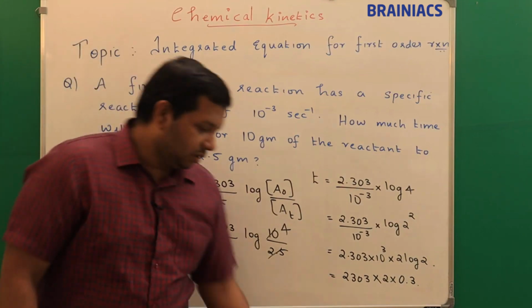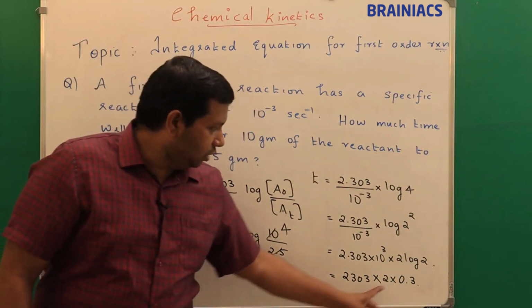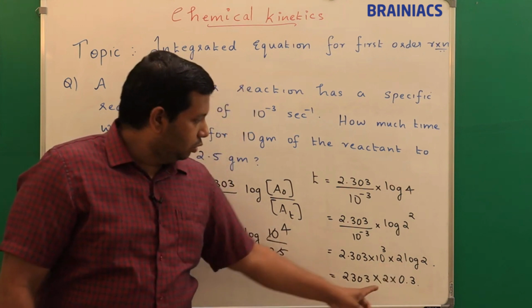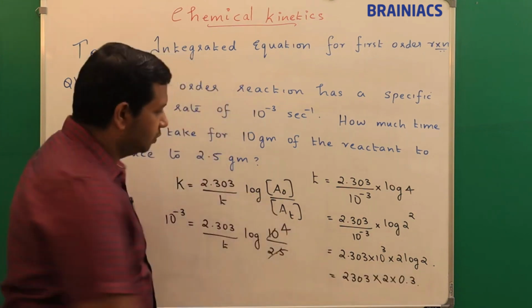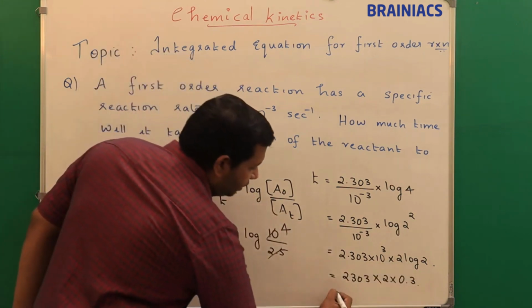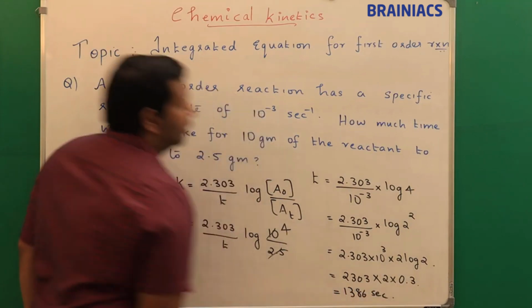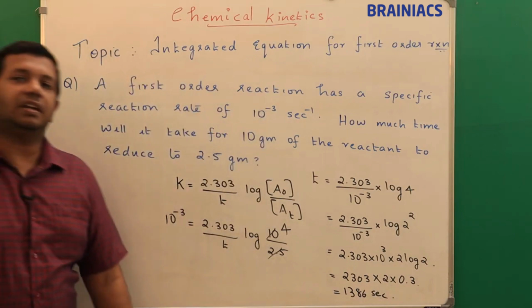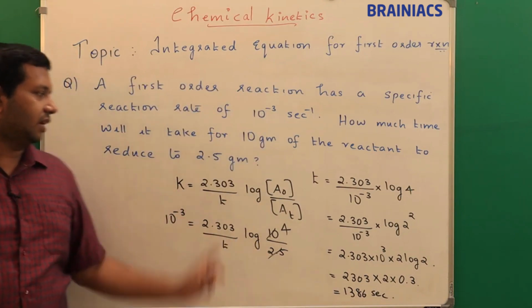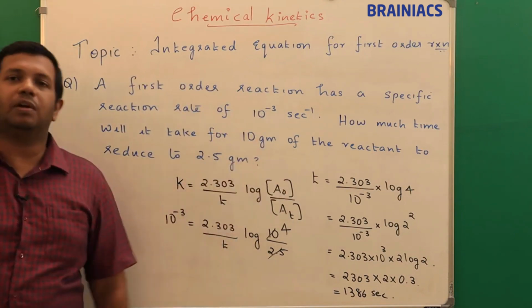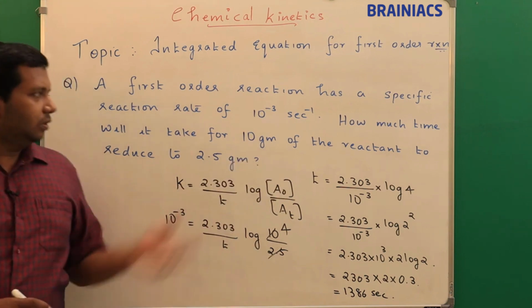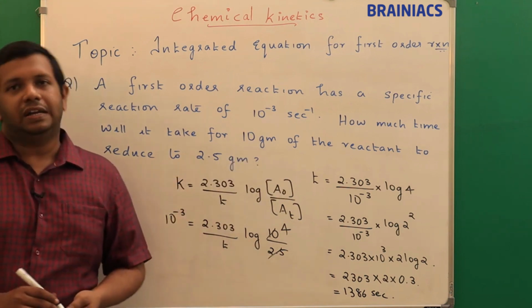So 2303 into 2 into 0.3. This will come around 1386 seconds. If you multiply that, you will get 1386 seconds. I hope you understood how we have gone through the problem. Similar problems you can expect for NEET.